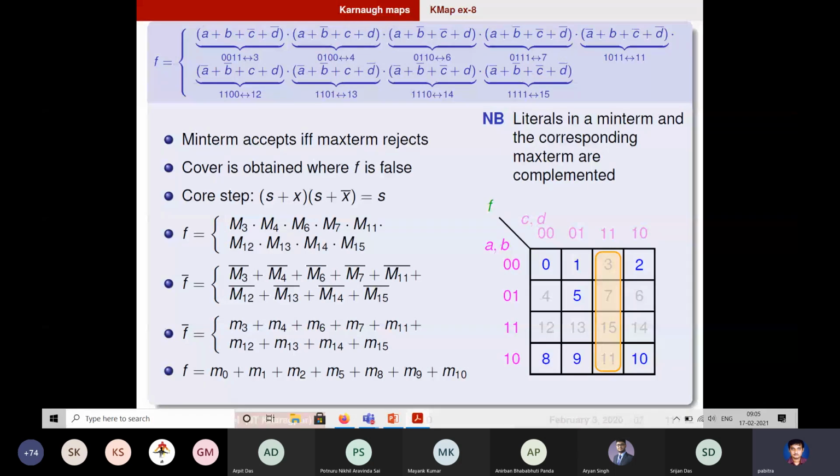And this is the first variation. The second variation is, if a cube reduces to, let's say, CD equal to 1, 1, the corresponding max term will be C bar plus D bar, not C plus D. It will be C bar plus D bar. And finally, as in sum of product you take all the reduced terms and add them, here you take all the reduced terms and multiply them. So it will be B plus C.